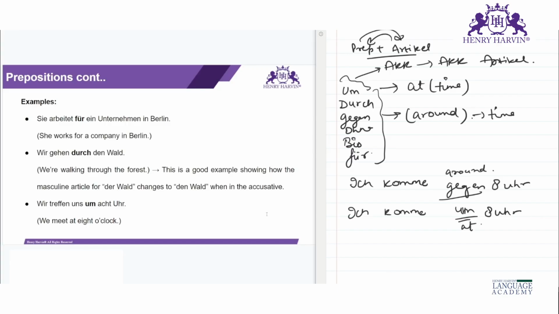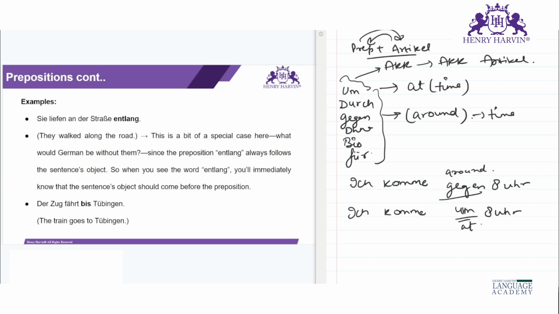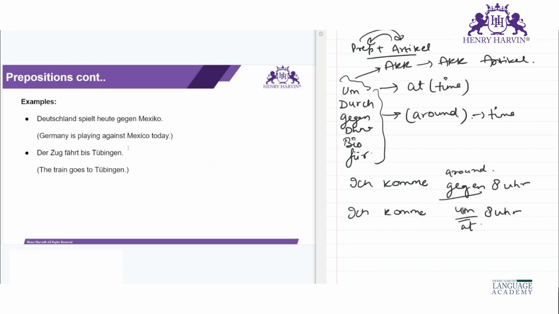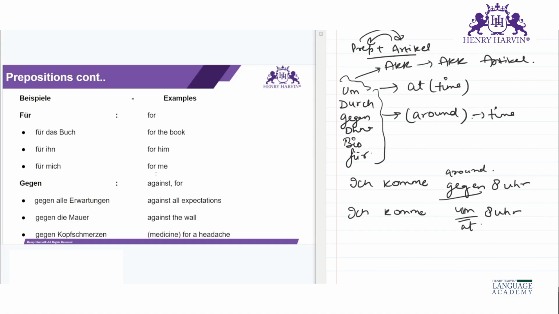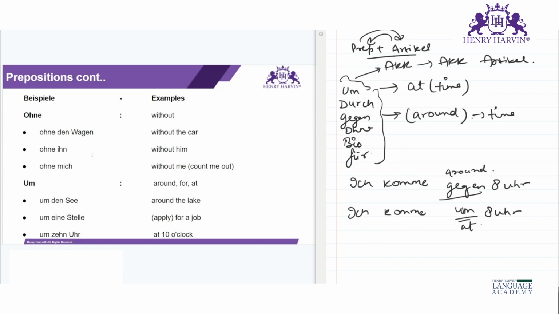Wir treffen uns um 8 Uhr. We meet at 8 o'clock. Sie liefen die Straße entlang. She or they walked along the road. Der Zug fährt bis Tübingen. The train travels till Tübingen. Deutschland spielt heute gegen Mexiko. Germany is playing against Mexico today. That is, the train goes till this place. Here we have some more examples given, which you can take a look at to see how it works with places and different things.